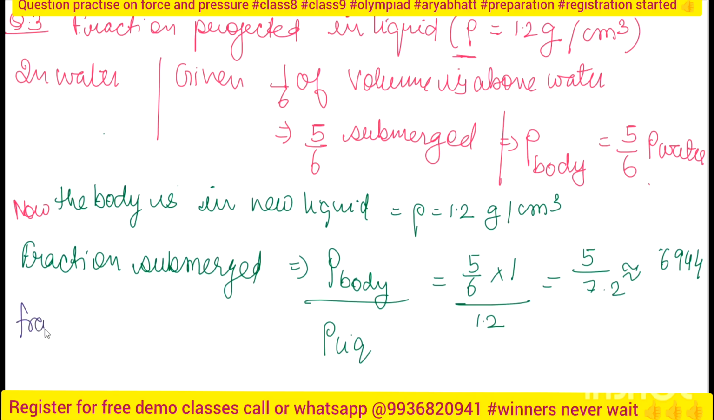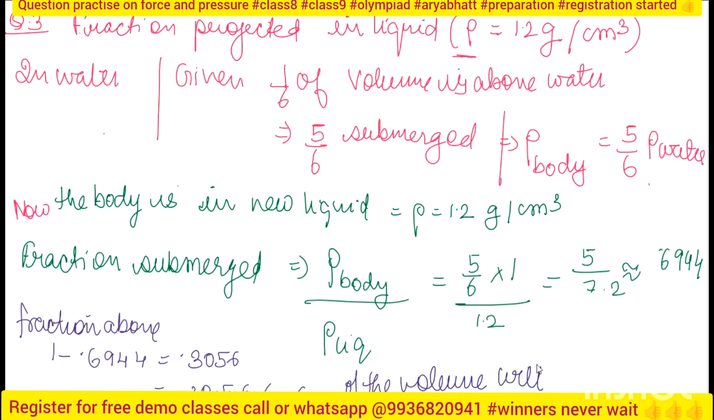So your fraction above: 1 minus 0.6944 is equal to your volume. Subtracting gives 0.3056, or I can say 30.56%. So that much percent of the volume will be projected upward. This is the kind of thing you play with in childhood, by standing a pen and putting it in liquid or water. That type of experiment only.